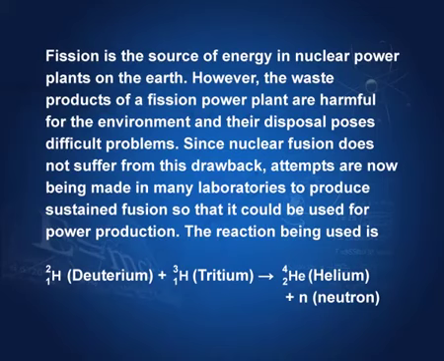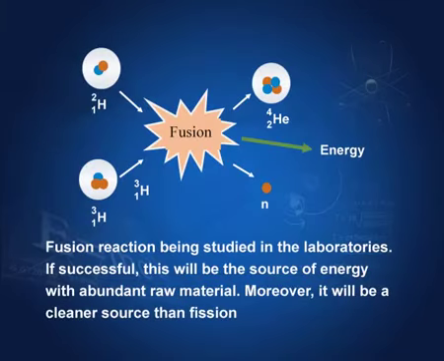And what is the process being looked at? Deuterium plus tritium would give a helium nucleus and a neutron. That is the process being looked at. Pictorially, we have here the deuterium and the tritium. They come together, they are made to come together. It is difficult for them to come together.